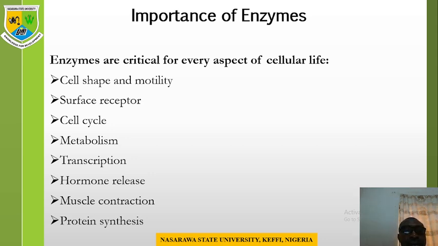Then the fourth one we'll look at is metabolism. Metabolism is a very vital component of the living system. It comprises the anabolic process, which involves the building up, and the catabolic process, which involves the breaking down. So metabolism, both anabolic and catabolic reactions, are very important, and these are carried out by the function of enzymes within the system.